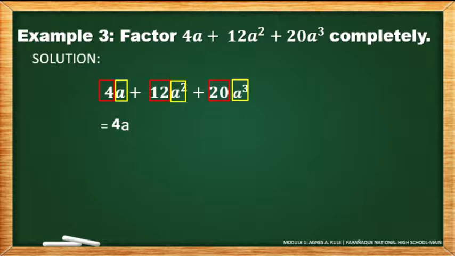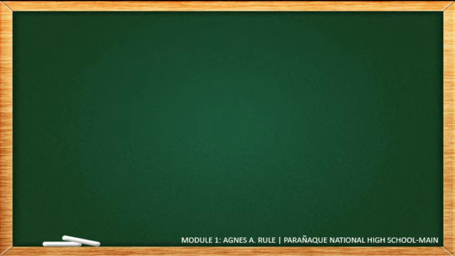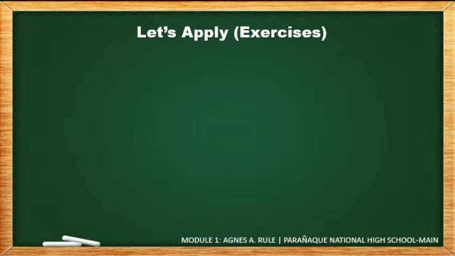So, now, i-divide na lang natin ang polynomials by 4a. So, 4a divided by 4a, 1. Hindi siya makakancel. Kasi constant na lang yung sagot. 1. Plus 3a. Plus 5a squared. Just follow the last step. So, next. Let's try some exercises related sa modules nyo. Kaya tingnan natin kung paano nyo masasagutan.